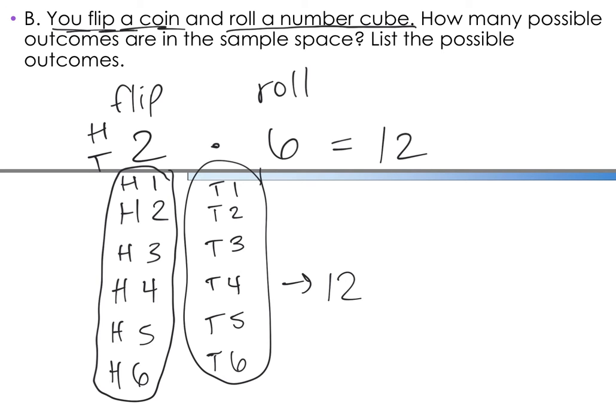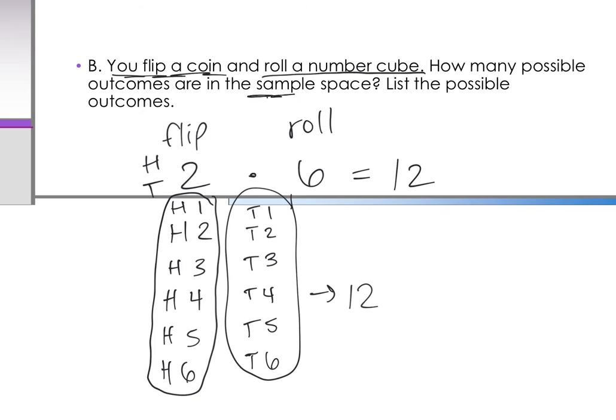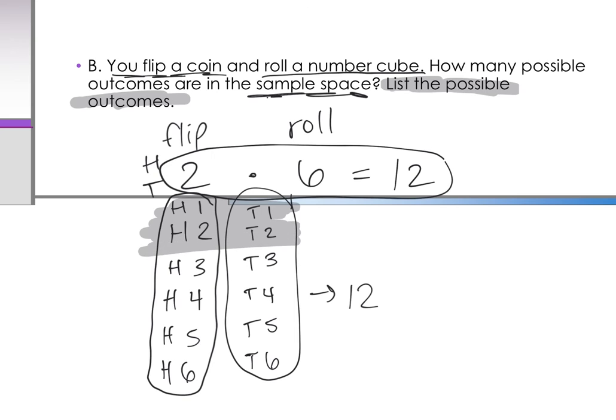Now, the reason I'm listing them all out: if it ever asks you for just the sample space, you can just take the sample spaces and multiply them by each other. But if it asks you to list out the possible outcomes, this is why I'm listing them all out right here, okay? If it doesn't ask you that portion, 12 is an acceptable answer, okay? Just taking the sample spaces and multiplying them by each other, okay? All right.